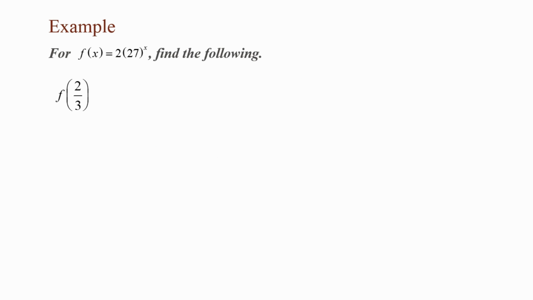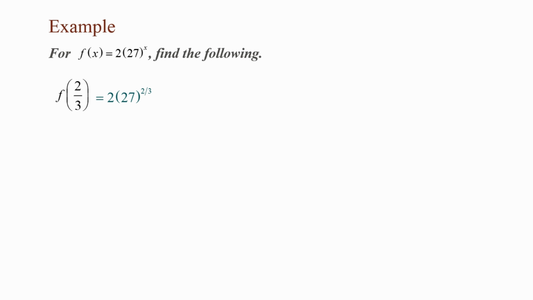In this example, we want to find the following for f of x equals 2 parentheses 27 to the x power. We're going to find f of 2/3. Again, we have function notation. Writing the f of 2/3 is important. We want to replace x with 2/3. So we have 2 parentheses 27 to the 2/3. Only the 27 is to the 2/3 power.